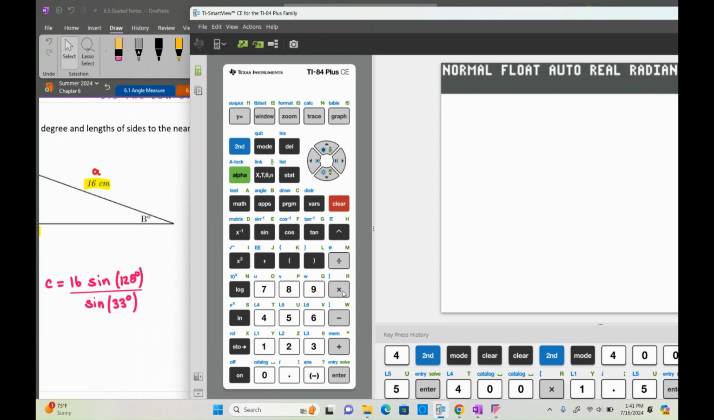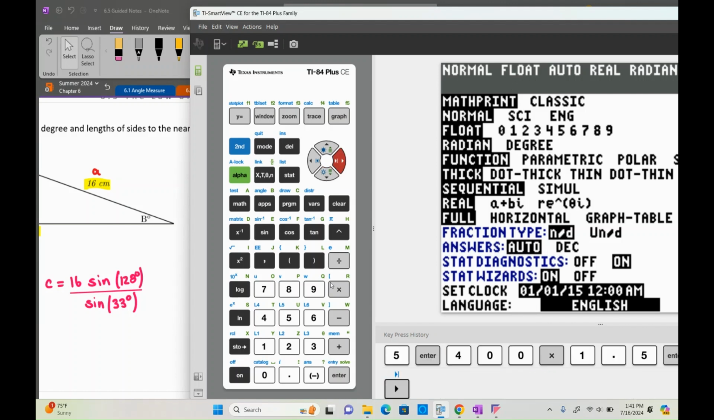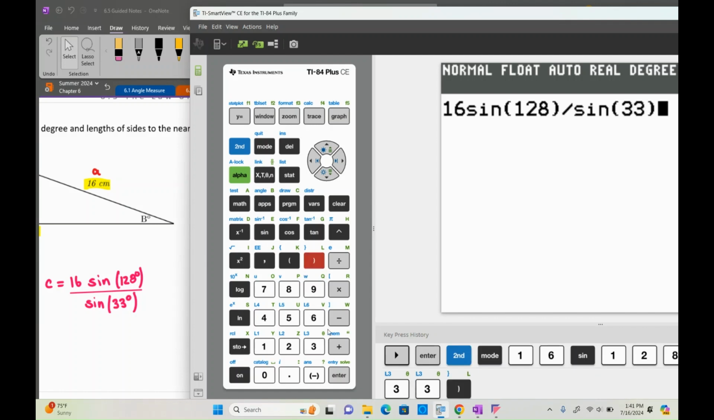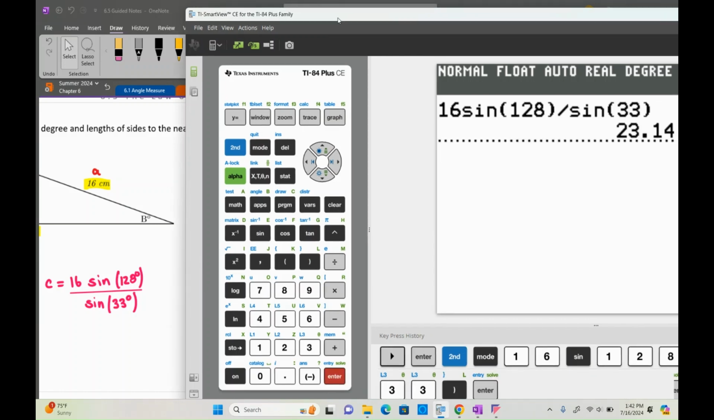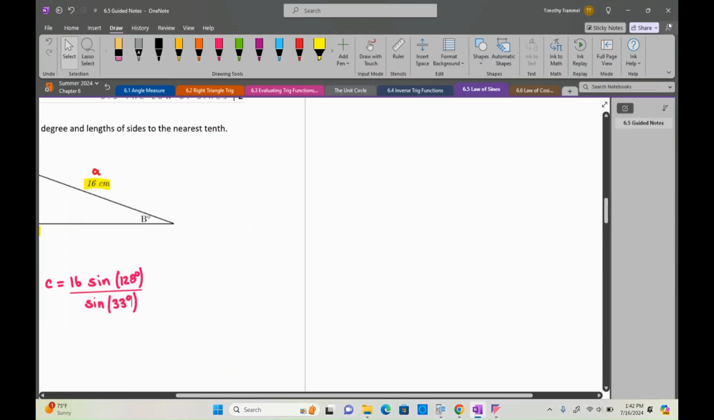Here we go. I want to make sure I'm in degrees since the angles were measured in degrees. So I'll come down here and hit enter, and then we can quit out of here. Now I type in 16 sine of 128 divided by sine of 33 and hit enter. If I round that to the first decimal place, I get 23.1. So let's go ahead and record that here.